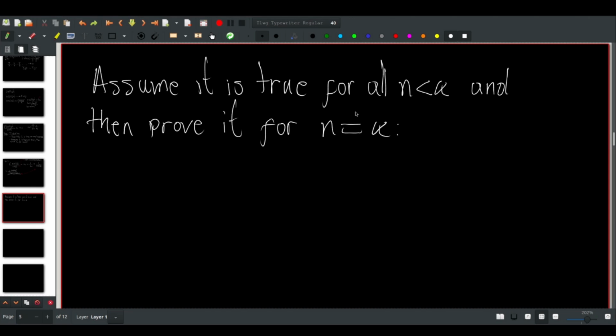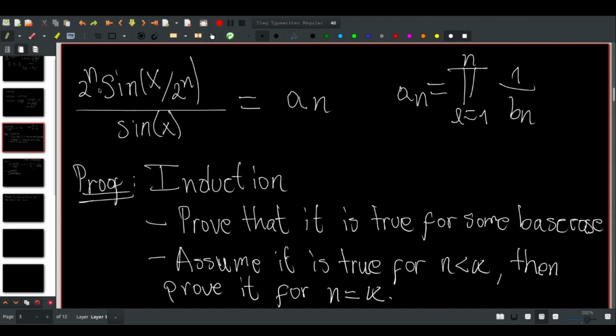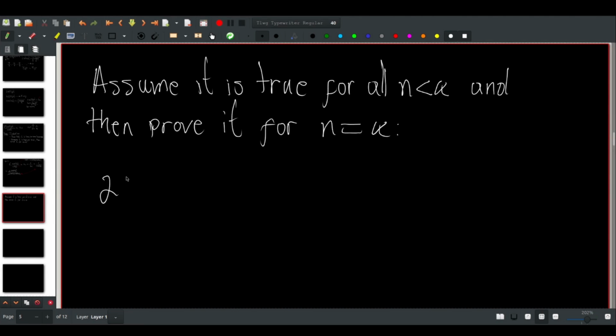Okay, so what we would do is we will evaluate this for n equals k and make use of the fact that it is true for every n that is smaller than k, to prove that it is true for n equals k. So okay, let's evaluate the left hand side of this statement for n equals k. The left hand side is 2 to the k times the sine of x divided by 2 to the k divided by the sine of x.